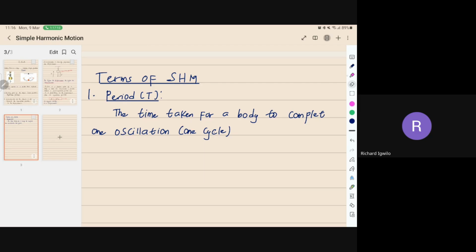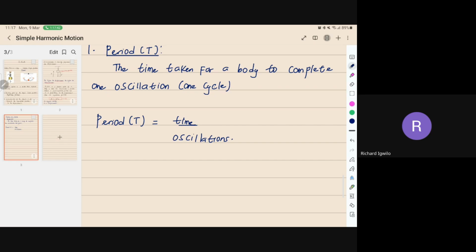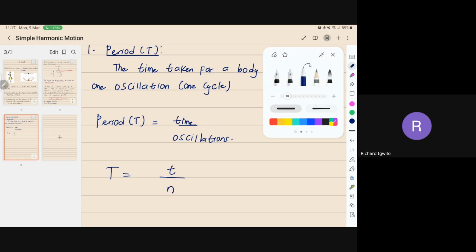So right, you have the time taken for a body to complete one oscillation. Right, that's your period. So mathematically, it simply means that period, that's T equal to time all over what? Your oscillations. So mathematically, you have that T is equal to the time taken to complete one oscillation, then N, and it is measured in seconds.